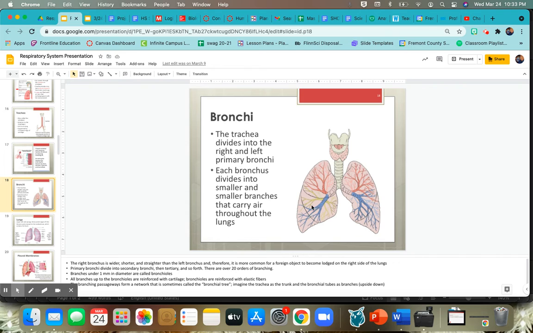When they get really, really small, less than 1 millimeter in diameter, we call these bronchioles. All of the branches up to the bronchioles are reinforced with cartilage. The bronchioles are so small that instead of cartilage, they are reinforced with elastic-like fibers. All of these branching passageways form a network that we sometimes call the bronchial tree because it looks like a tree. That network allows air to get evenly throughout the lungs.